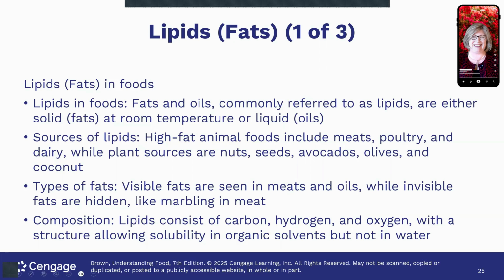Types of fats would be the visible fat that you can see in meats and oils. The invisible fats would be very well marbled meat and a very tender steak where the fat is dispersed so well that you can't even really see it. That makes for a very tender steak or other cut of meat. Composition of lipids would be carbon, hydrogen, and oxygen. Now, lipids do not dissolve in water, but they will dissolve in some other solvents.